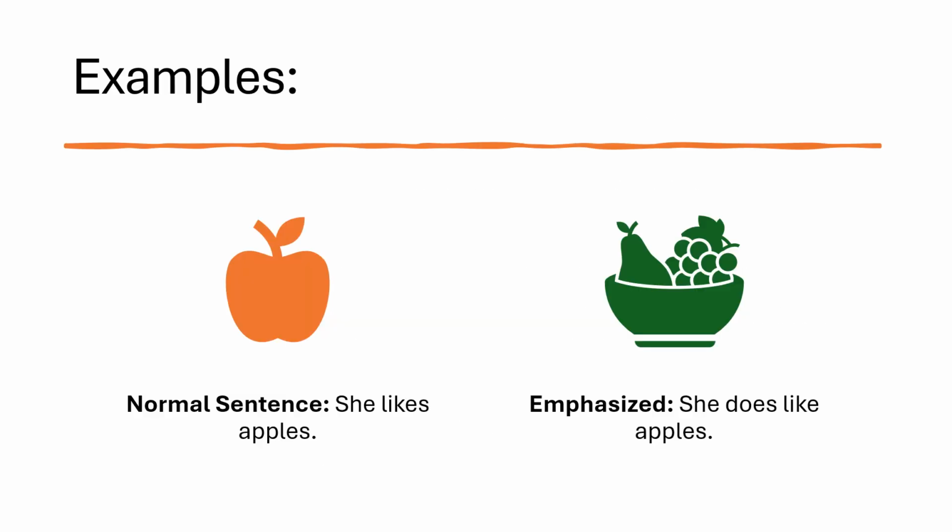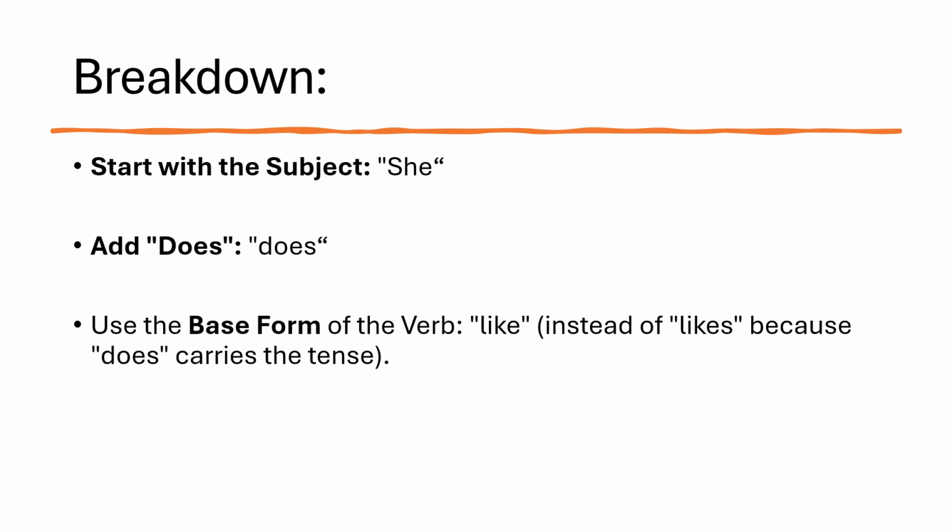For example, she likes apples. She does like apples. And to make this sentence, we start with the subject, that is she. After that, we add does and use the base form of the verb like. We use like instead of likes because does carries the tense.